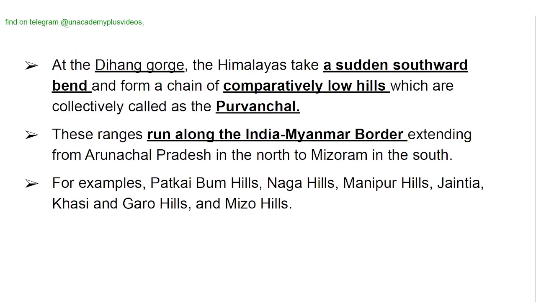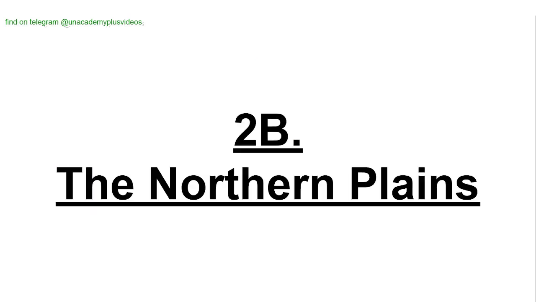At the Dihang Gorge, the Himalayas take a sudden southward bend and form a chain of comparatively low hills which are collectively called as Purvanchal. These ranges run along the India-Myanmar border extending from Arunachal Pradesh in the north to Mizoram in the south. For example, Patkai Bum Hills, Naga Hills, Manipur Hills, Jaintia, Khasi and Garo Hills and Mizo Hills.